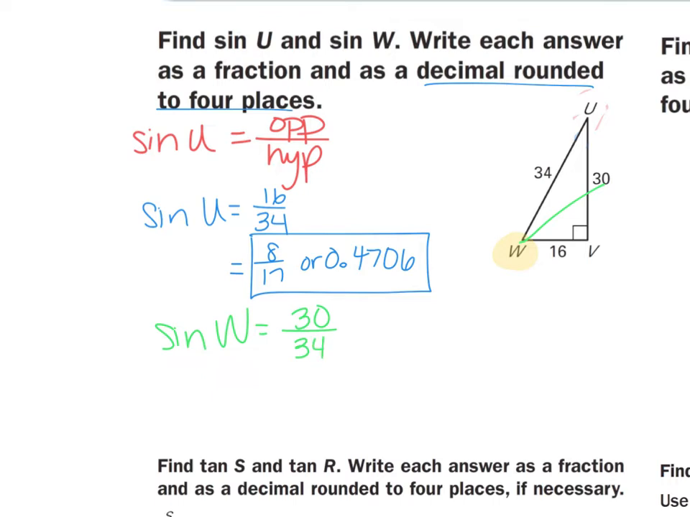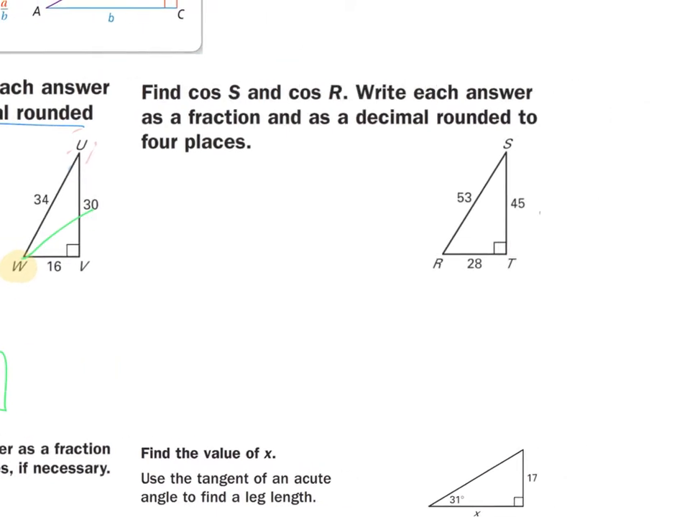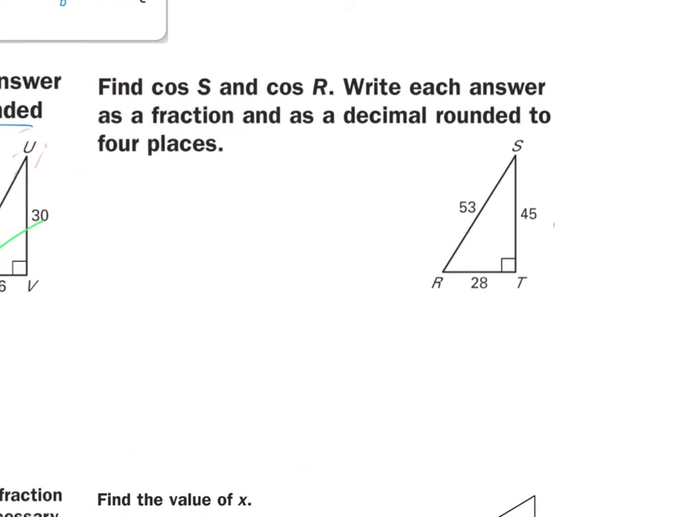And I believe you can reduce that. Yes, you can. That turns into 15/17. And then the decimal form would be 0.8824. Okay, let's move on. So now let's do cosine of S.